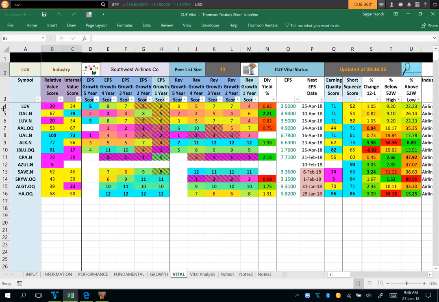Instantly, from color coding, we can see the relative value score of LUV is magenta, that is, it is overvalued. So when the bearish headwind signal came earlier, it was overvalued at that time also. This was one weakness at the stock level. We already saw there was weakness in the industry because it was decelerating 1 week ago. Let's have a look at the technical charts.